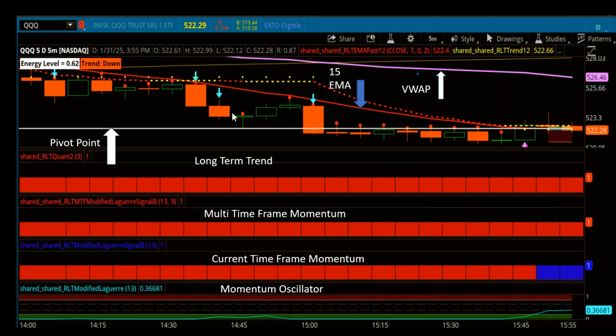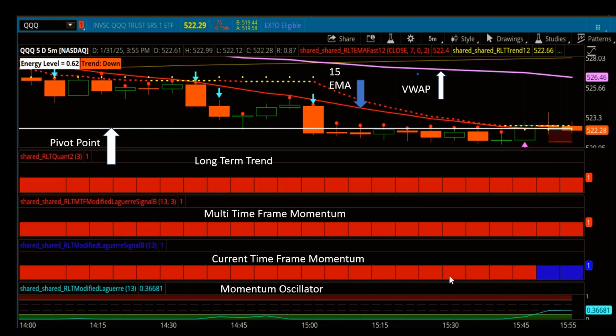Okay. Now I'm going to show you a couple of charts before we get into some real ones, but I want you to see the indicators. And here are the indicators. This is where we start the training. We start with the momentum oscillator. This is the Laguerre oscillator with the divergence stripped out. This is pure momentum. So this is the actual indicator that's creating the current time frame color. Right? This is the current time frame momentum right here.